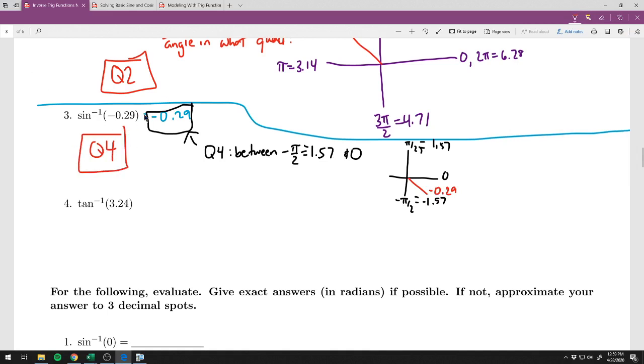All right, but this number, it can't be in quadrant 3. It cannot be in quadrant 2 because it can only be in 1 or 4. Also, because sine is negative in quadrant 4 and everything's positive in quadrant 1, it's got to be quadrant 4.